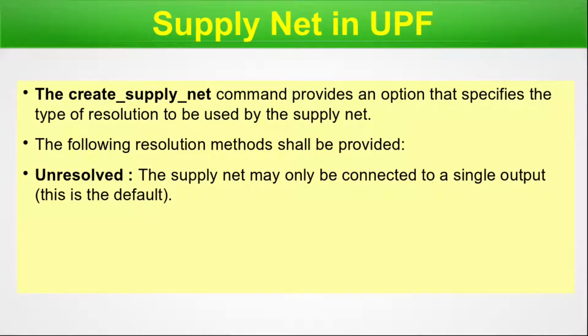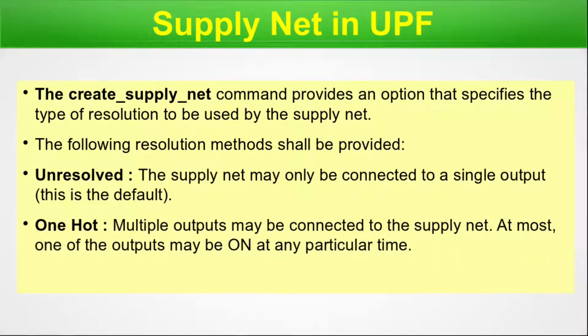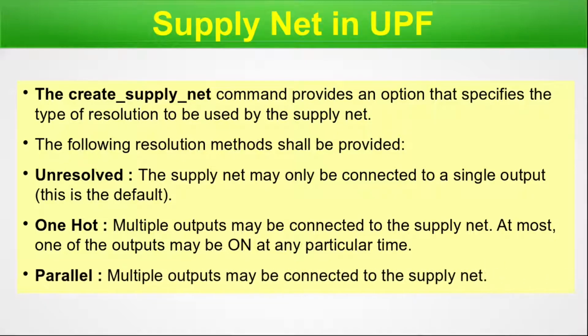The following resolution methods shall be provided. Unresolved: the supply net may be connected to a single output. One hot: multiple outputs may be connected to the supply net, and at most one of the outputs may be on at any particular time. So this acts like a multiplexer. Parallel: multiple outputs may be connected to the supply net. We are done with this slide.